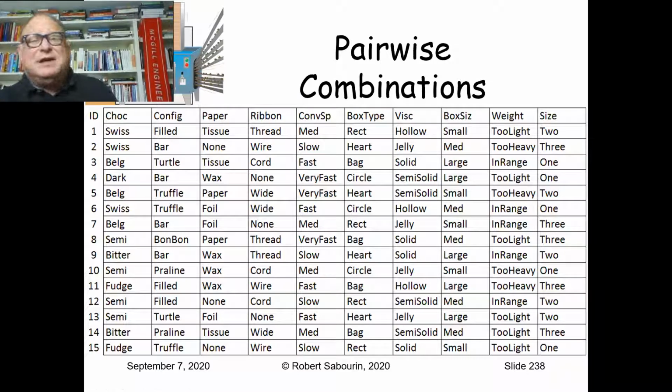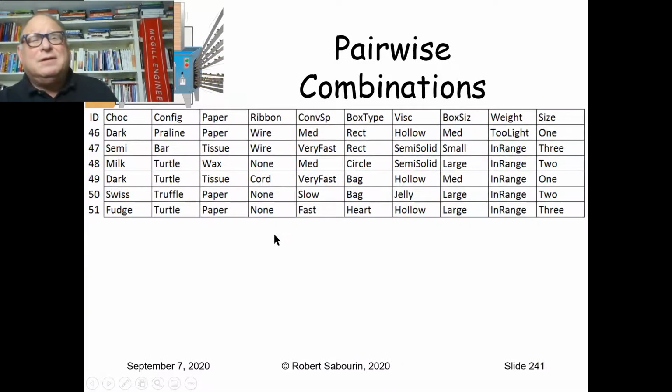And that gives us a total of 51 test cases using the tool PICT. This is not necessarily the minimum set, but it is quite a reasonable small set, and it's minimal. In my experience, it's within about 1 or 2 of the absolute minimum.